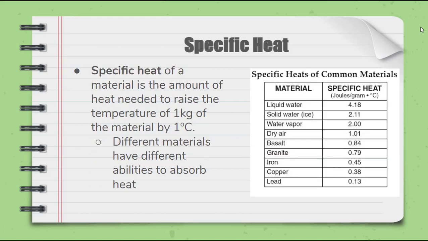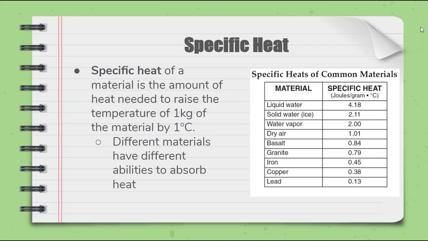The specific heat of a material is the amount of heat needed to raise the temperature of 1 kilogram of the material by 1 degree Celsius. Having different materials results in different abilities to absorb heat. Some things absorb heat better than others.